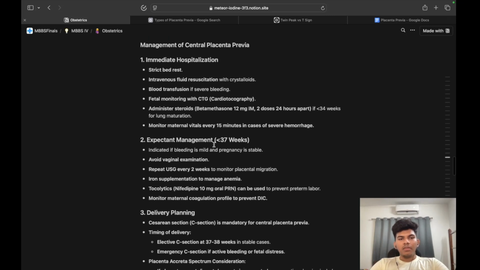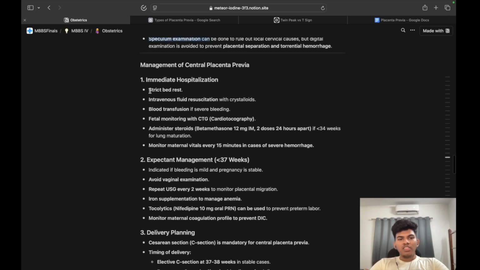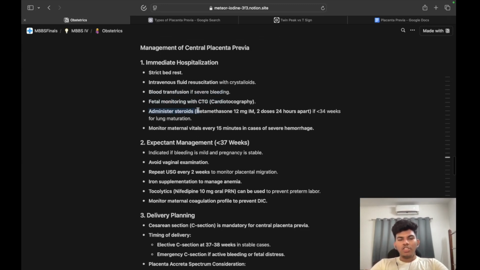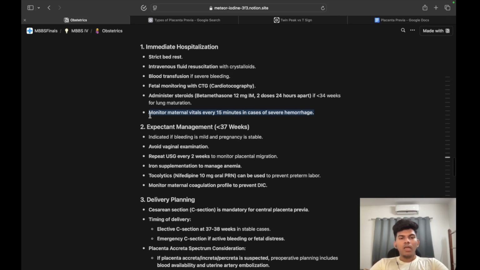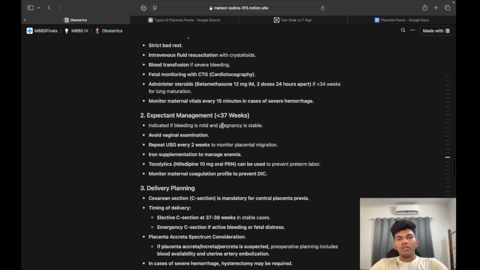Finally, coming to the treatment: immediate hospitalization, strict bed rest, intravenous fluid resuscitation with crystalloids, blood transfusion if severe bleeding, fetal monitoring with CTG, administer steroids, that is again betamethasone 12 mg IM, 2 doses 24 hours apart, if less than 34 weeks for lung maturation. Monitor maternal vitals every 15 minutes in cases of severe hemorrhage.